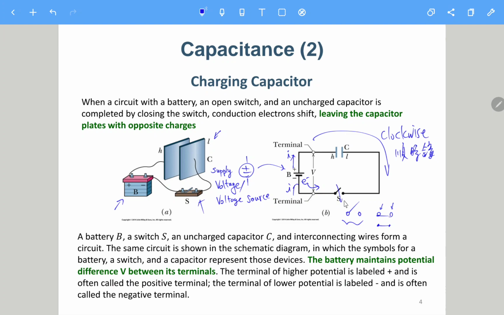So here, when we turn on the switch, there will be some current going through, and there will be charge accumulating. So there will be Q and negative Q on the left and right plate respectively.